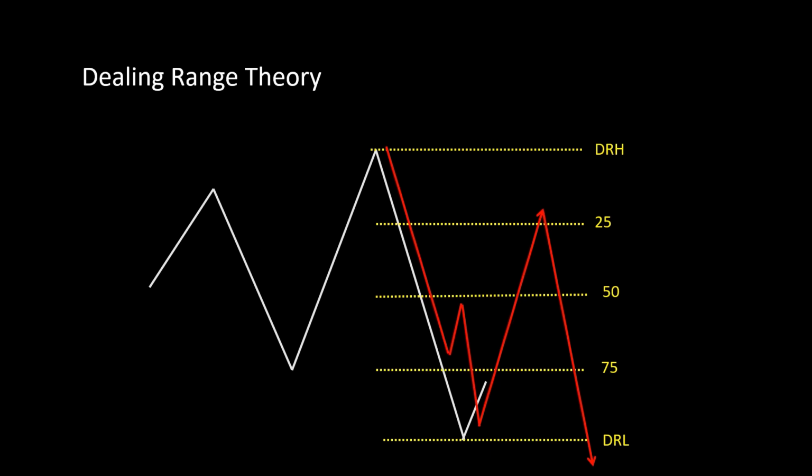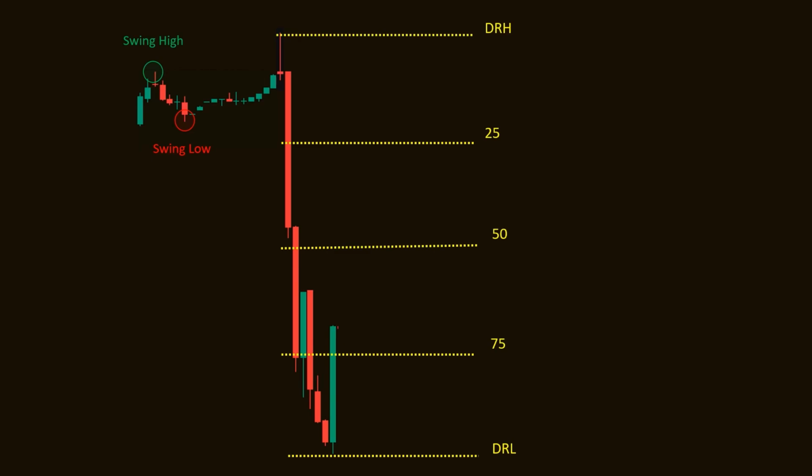Now, let's break this down with a real chart. In this particular example, price first takes out a previous swing high, and then drops beneath a short-term low. This action effectively sets up a new dealing range, giving us the necessary high and low to draw our DRT quadrants. Using these reference points, we can divide the structure and begin applying our range-based framework.